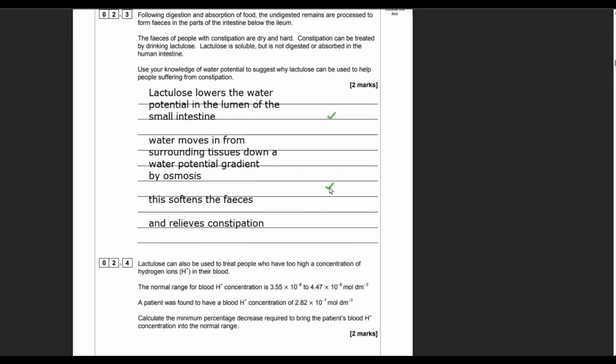So essentially, that's how that works. If you're constipated, take some lactulose. It will lower the water potential inside the lumen of your small intestine, and water from the cells around the intestine will therefore move in by osmosis and soften the feces. Great. Okay, let's move on.